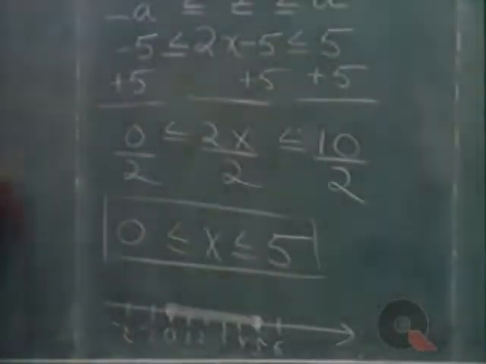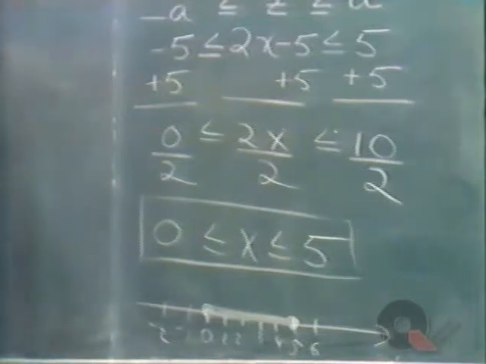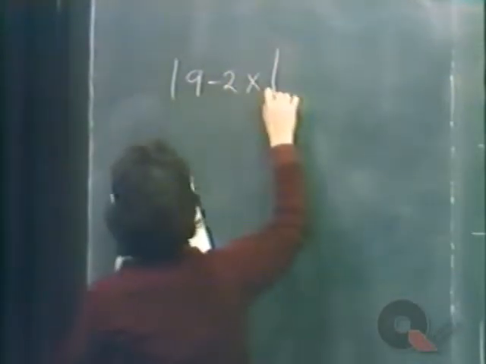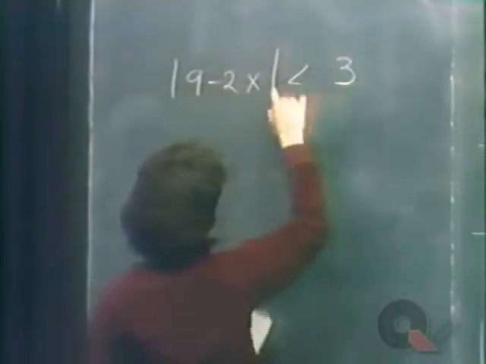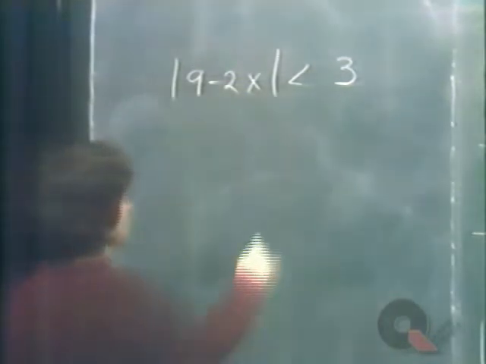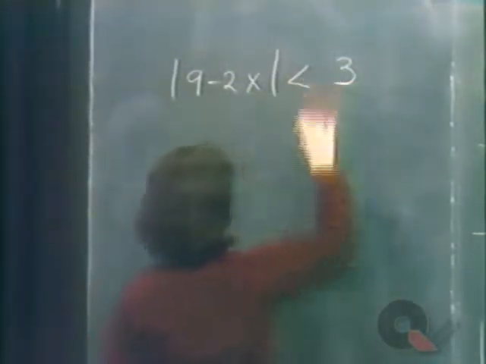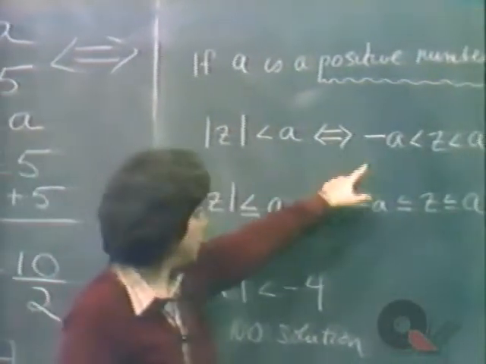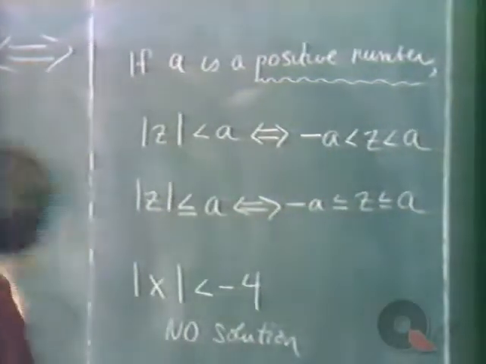Okay, let's try another one like this. The absolute value of 9 minus 2x is less than 3. Okay, this is just less than, not less than or equal. It still comes under the less than category, and we have the absolute value of z less than a can be replaced by minus a is less than z is less than a.